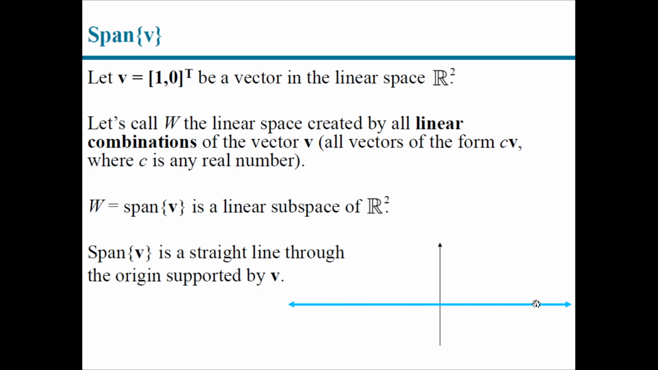You obviously see that this linear space is contained in R2, because this is just a line going through 0, and R2 is everything around. So we can say that the span of vector v here is a subspace of R2, because obviously it's smaller than R2.